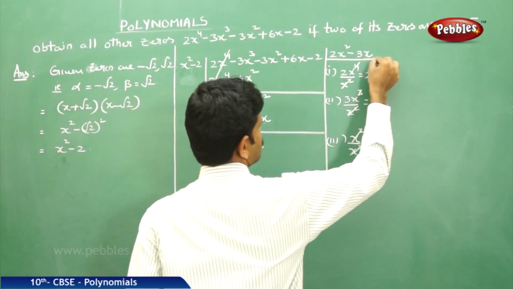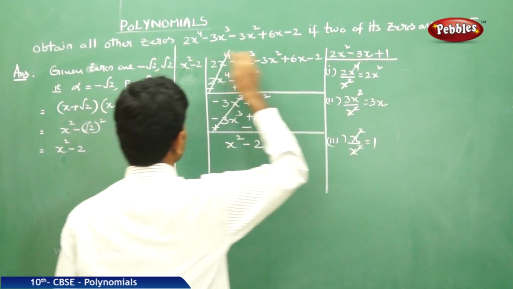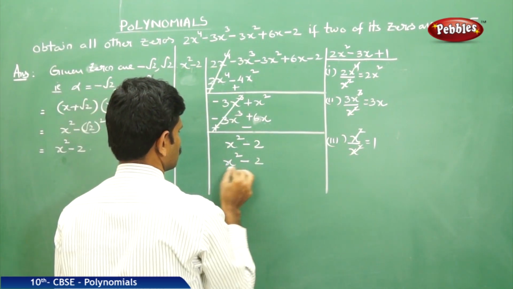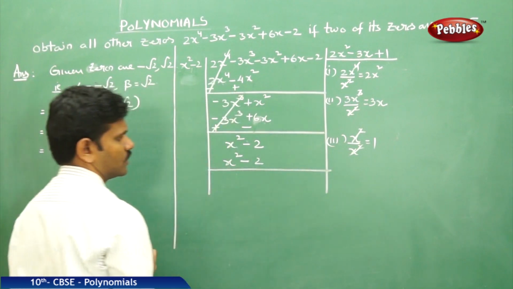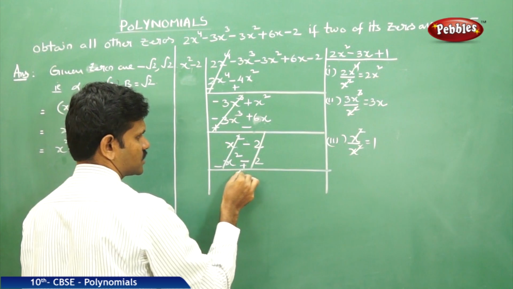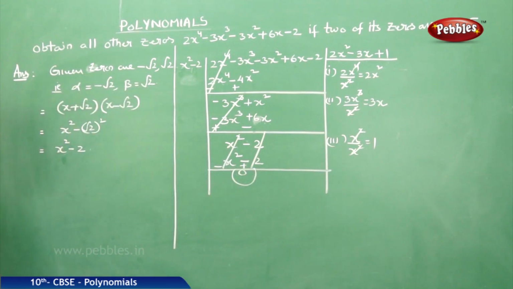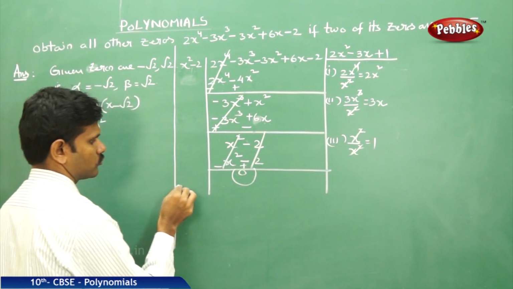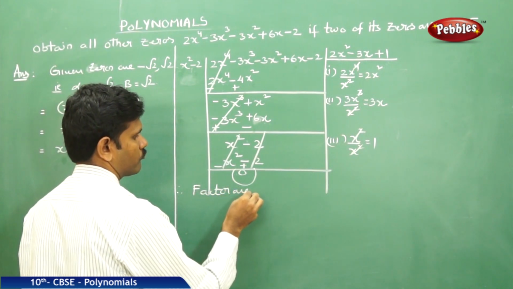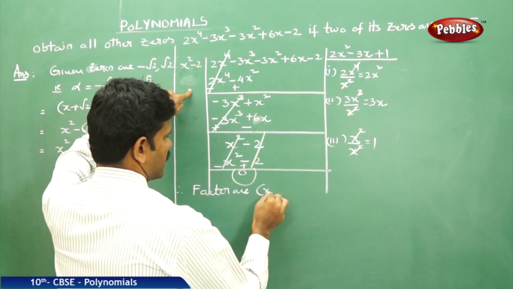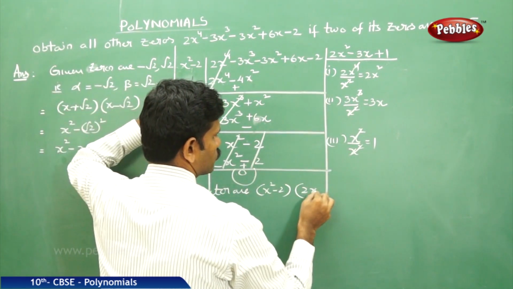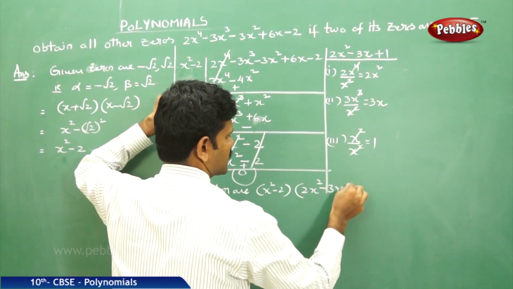that is plus 1 into x square, minus 1 twos are 2, that is minus plus, both parts get cancelled, remainder is 0. Therefore factors are x square minus 2 is the one part, then the other part is 2x square minus 3x plus 1.